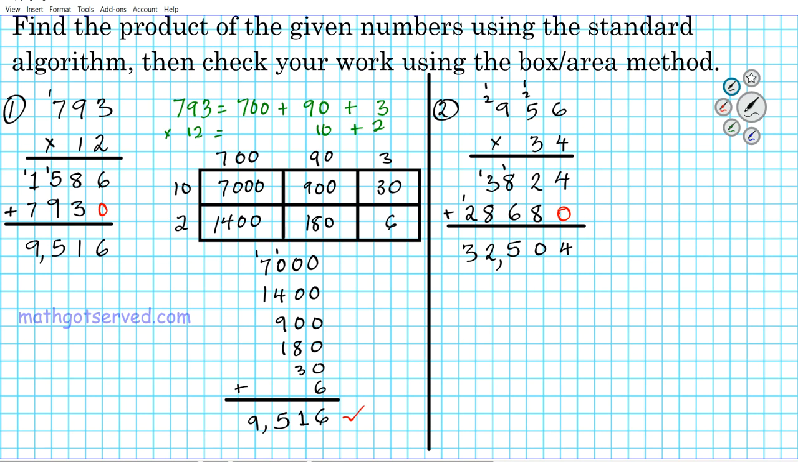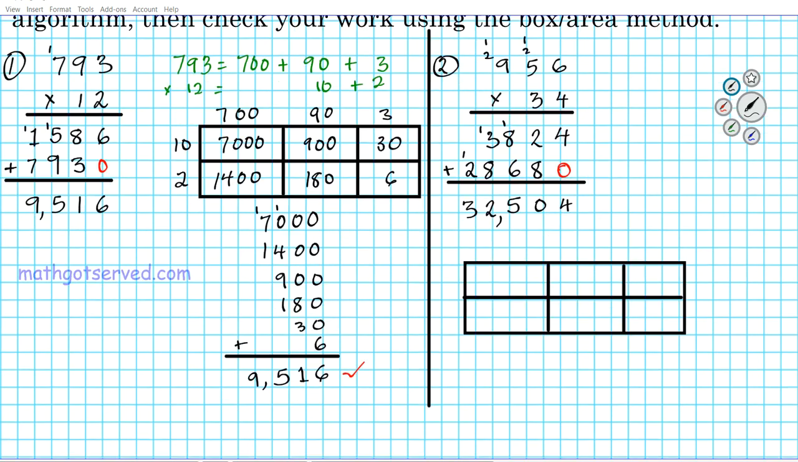All right. Let's go ahead and check using the area model. Okay. So this method that we just did right here, this is the standard algorithm. And then here is the area or box method. All right, so we already know how to break this down. 956 is 900 plus 50, plus 6. And then 34 is 30 plus 4.